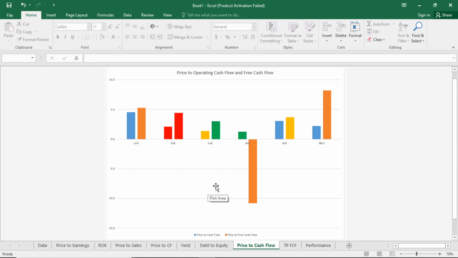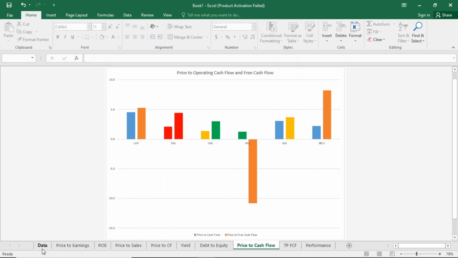But when I do price to free cash flow, then it is United, followed by Alaska, followed by Delta. So this is where you can see that American is left with hardly any free cash flow after paying for debt or dividends or other things.